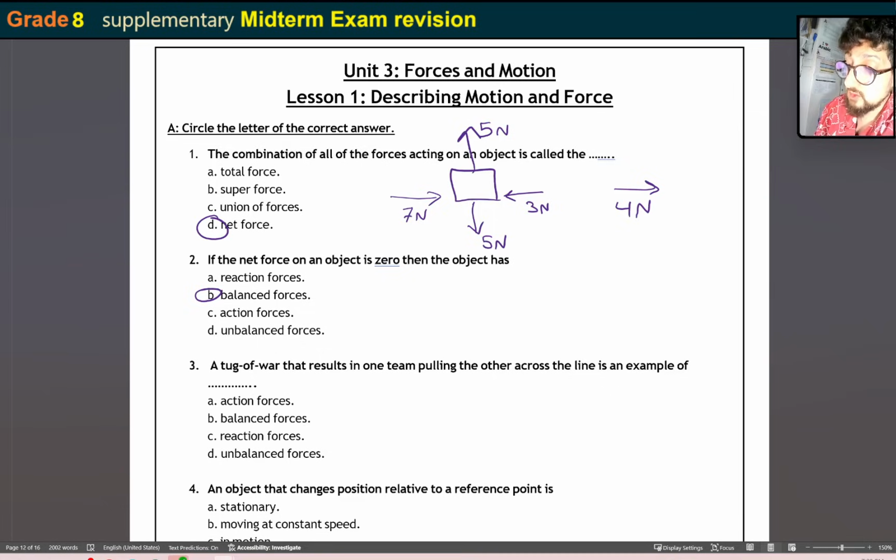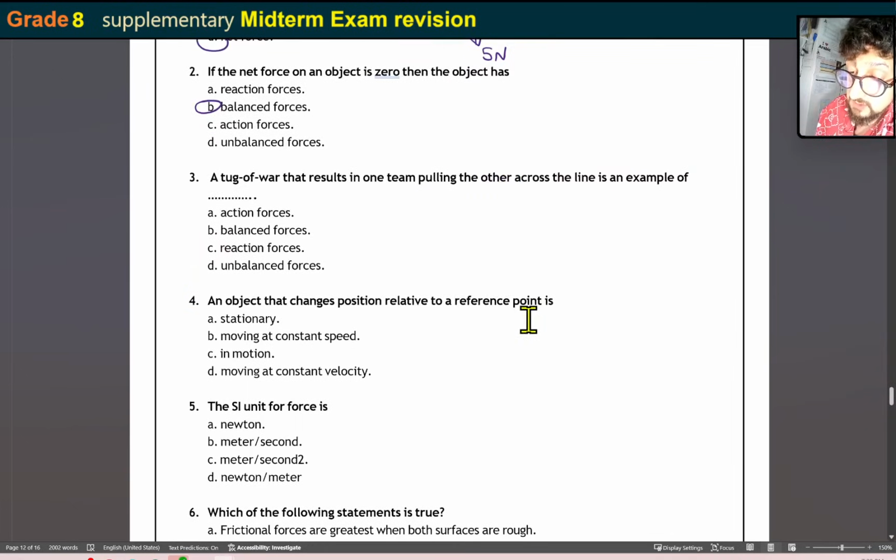So one of those two options. Okay? But certainly the object has balanced forces. A tug of war that results in one team pulling the other across the line is an example of unbalanced forces. So think about it.